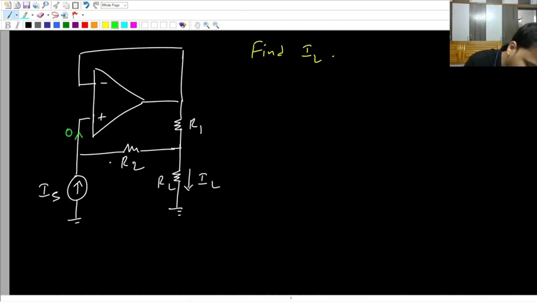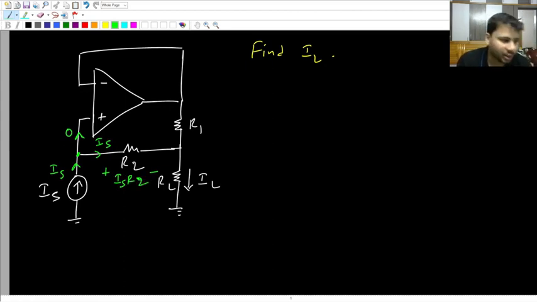What is this current? Zero. What is this current IS? Now because this current is zero, even this current will be Is. So what is the drop across this R2? It is Is times R2. Now again we need to make one observation.